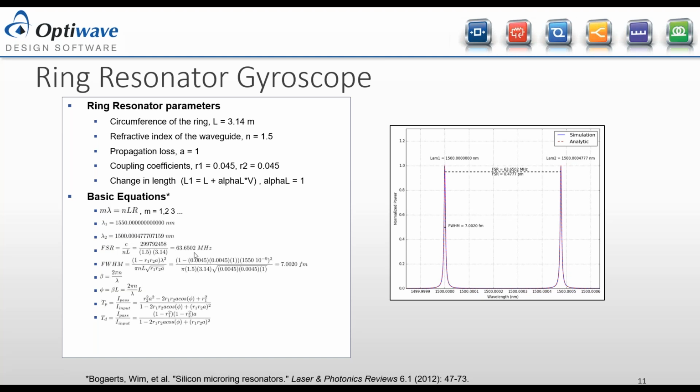We can also analytically calculate the expected free spectral range or full width half max, and the analytic solution we get matches completely. The simulation result we get matches completely the analytic solution.